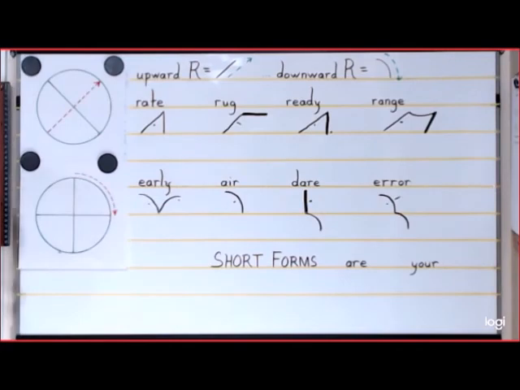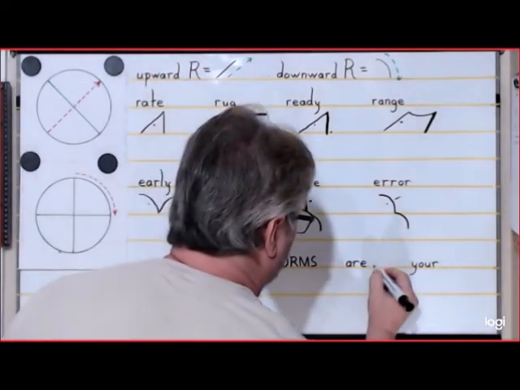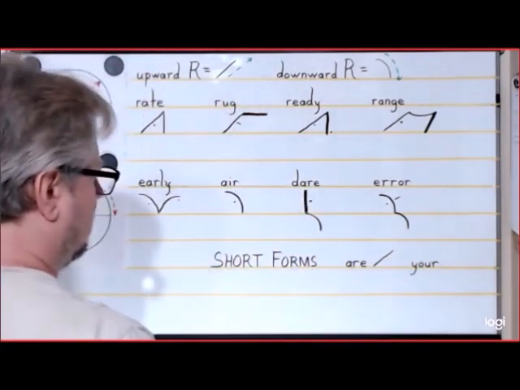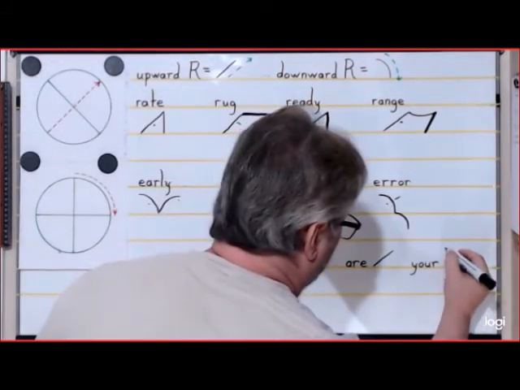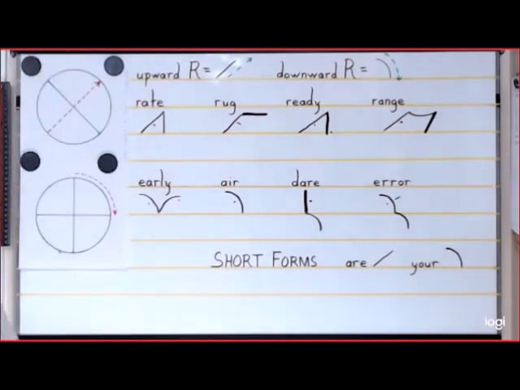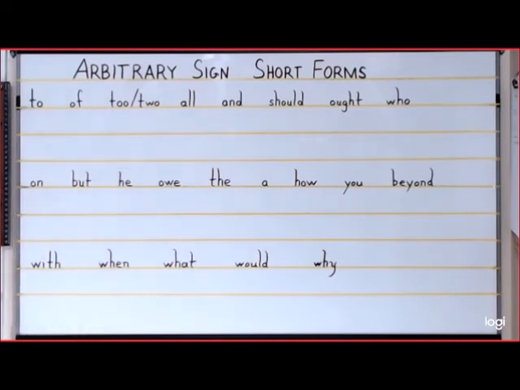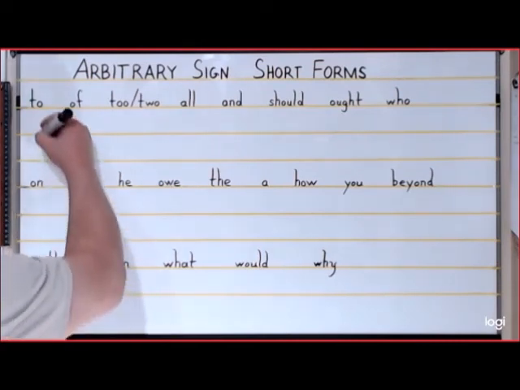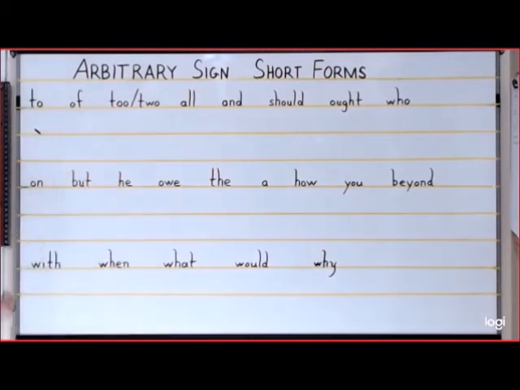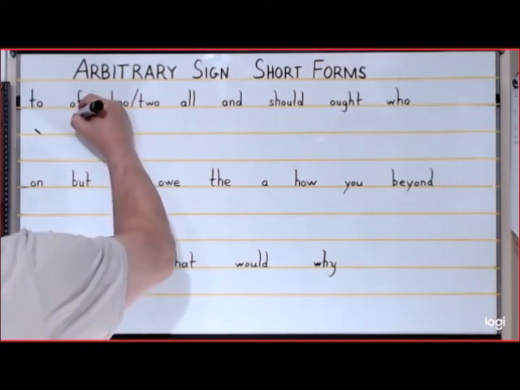Then for the short forms R and your, so the R is the upward R, and then the your is the downward R. And these are both on the line. And now arbitrary sign short forms. The word to will use a downward diagonal light tick on the line. And then of will use a downward diagonal tick light above the line.